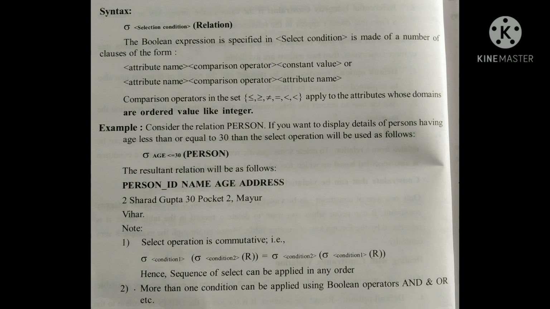Here are given two conditions. Select operation is commutative, that is sigma condition 1, open bracket, sigma condition 2, relation, equal to sigma condition 2, open bracket, sigma condition 1, relation. Hence a sequence of selections can be applied in any order. The second one is that more than one condition can be applied using Boolean operators, that is and, or, etc.